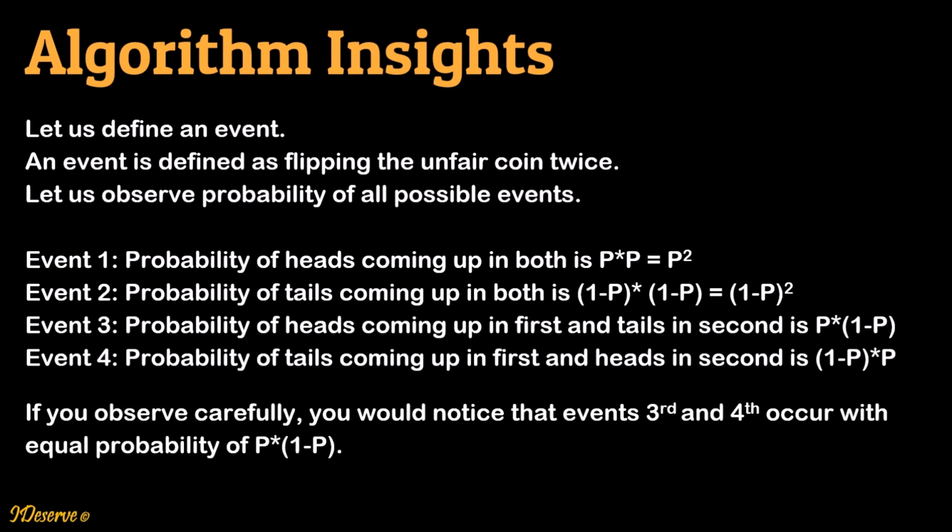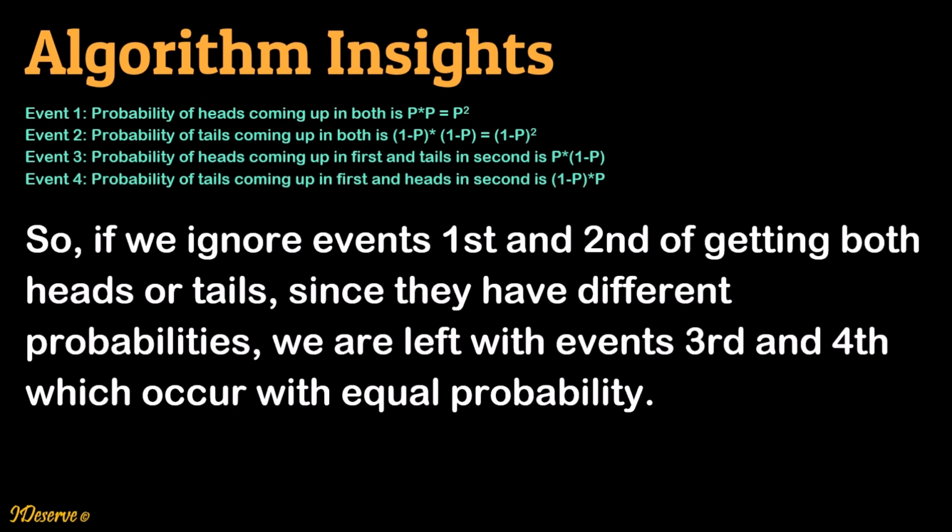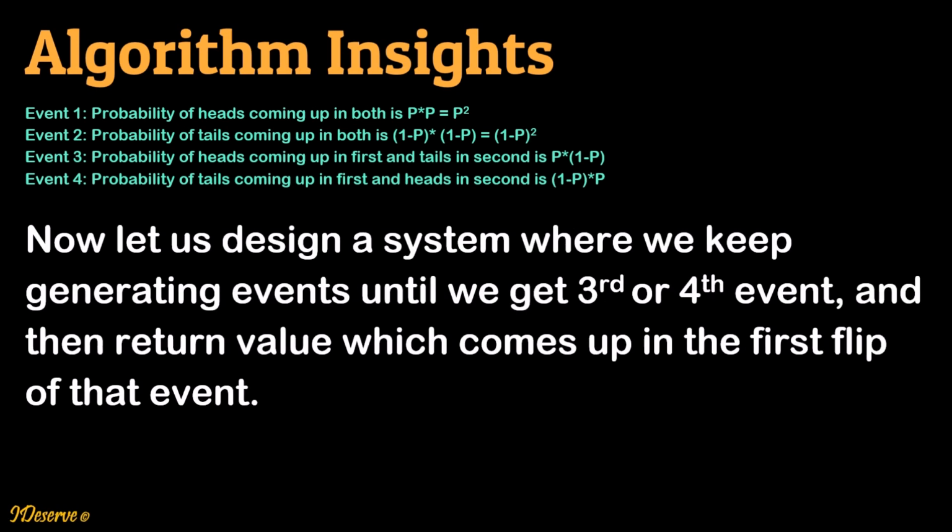If you observe carefully, you would notice that events 3rd and 4th occur with equal probability of P into 1 minus P. So, if we ignore events 1st and 2nd of getting both heads or tails, since they have different probabilities, we are left with events 3rd and 4th which occur with equal probability. Now let us design a system where we keep generating events until we get 3rd or 4th event, and then return value which comes up in the first flip of that event.